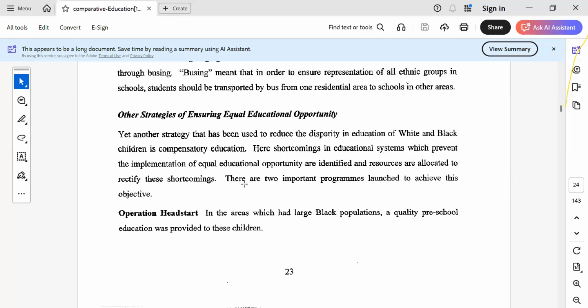So there are two important programs launched to achieve this objective. So the government is also trying to mingle these two groups, right? And now they are introducing an assistance program. In these areas which had a large black population, Operation Head Start, a quality preschool education, was provided to these children. So now the government decided to provide quality education for blacks.